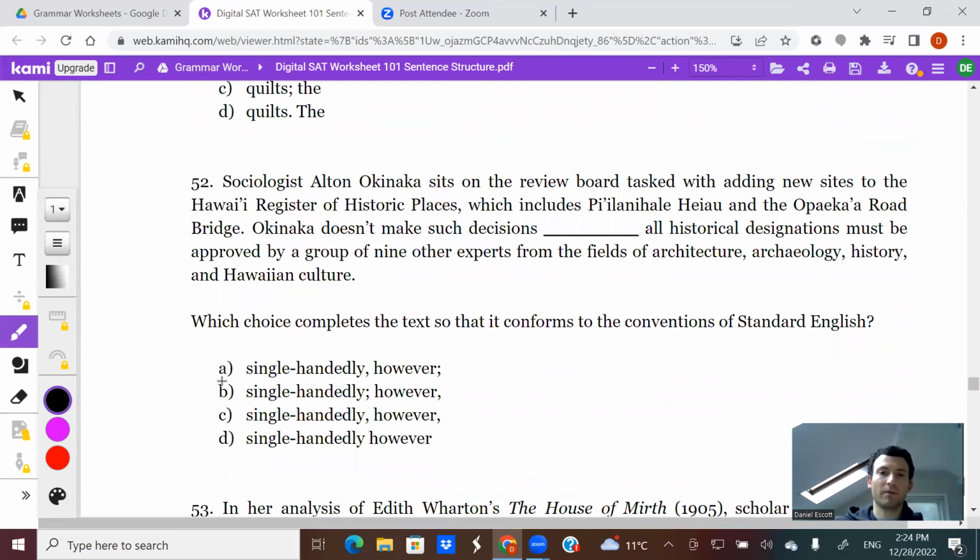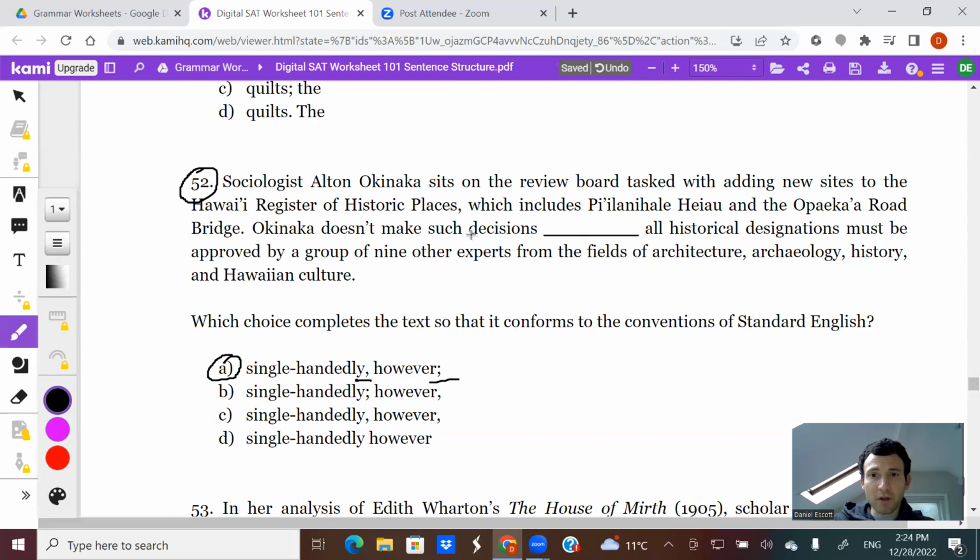Okay, 52. And as always, you can pause the video and try this one yourself, see if you've got it. So yeah, absolutely pause it, give it a go. I'm just going to say the answer. I'm going to explain why. This one is going to be the comma, however, semicolon phenomenon I talked about.